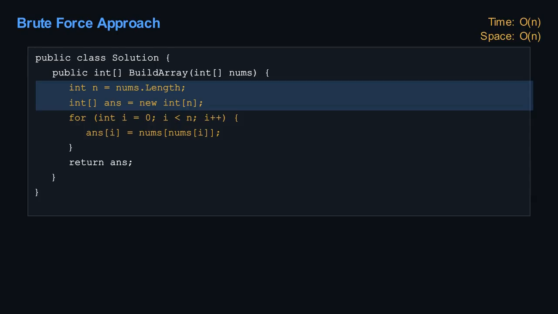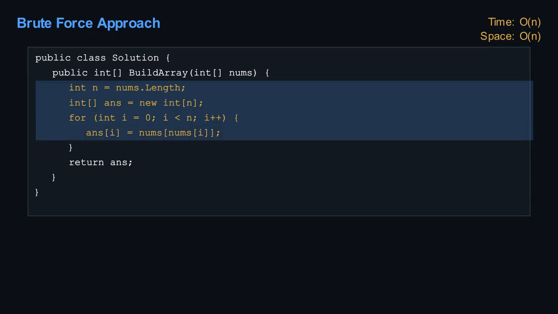However, it requires allocating an entirely new array, leading to O(n) space complexity. While time complexity is optimal at O(n) because we visit each element once, the extra space can be a bottleneck in memory-constrained environments.